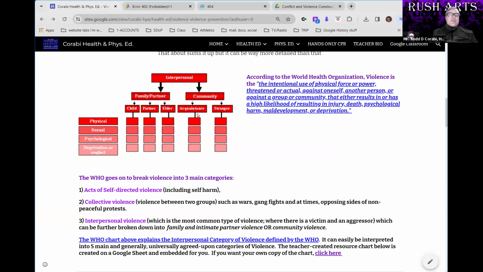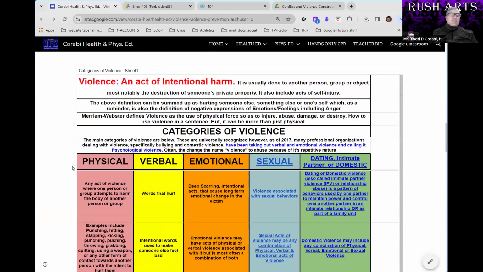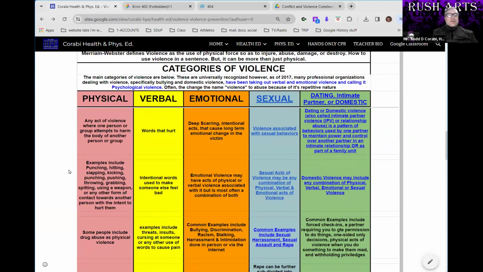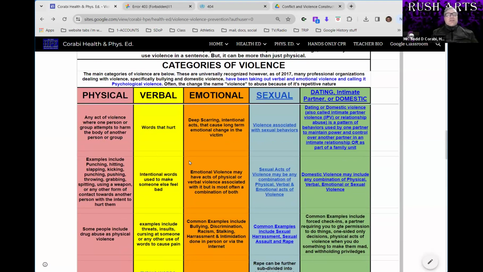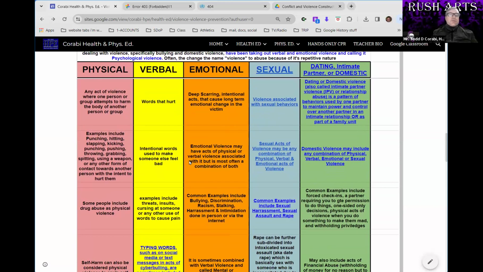They don't use the word friend ever, because they assume you're not going to be violent towards your friend. So physical violence is there, sexual violence is there, and psychological violence is how the World Health Organization combines verbal and emotional. Deprivation or neglect is technically emotional violence. It's also physical.